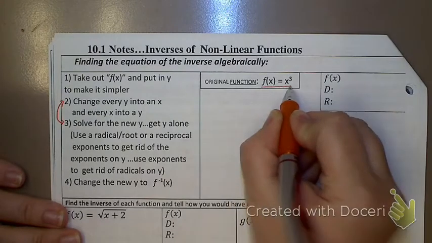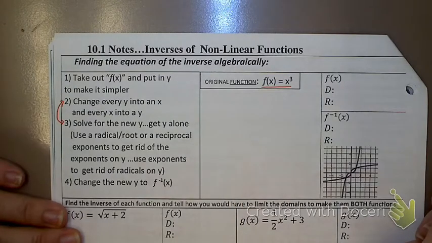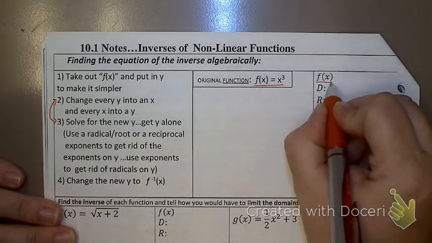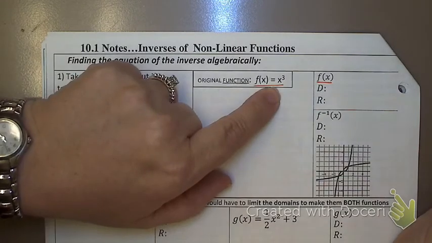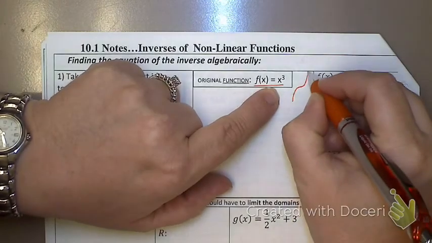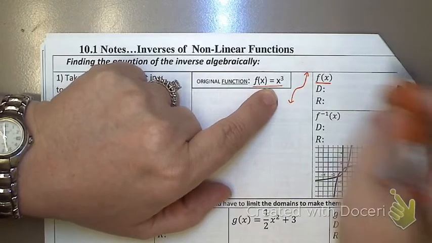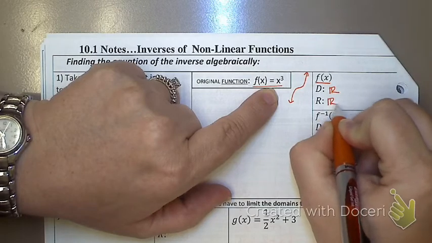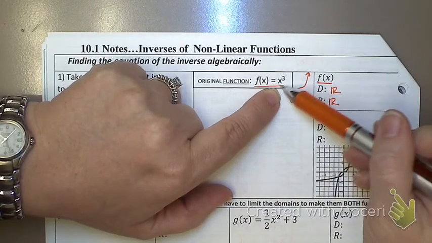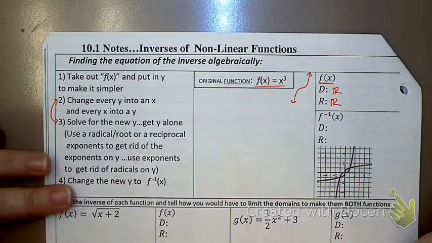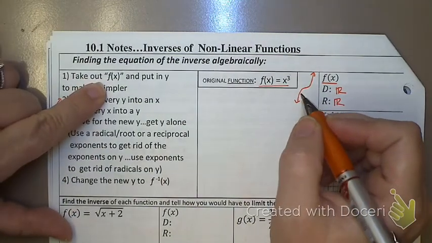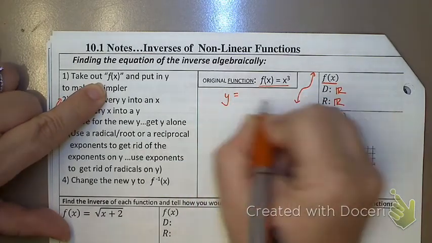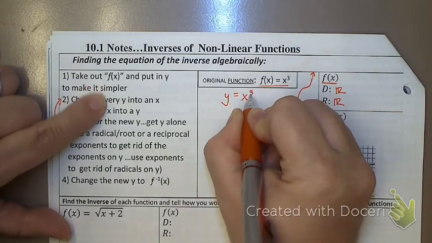So let's see. In our first example, our original function is f of x equals x to the third. So for f of x, we know that x to the third is our basic parent function, the cubic graph that looks like that. Our domain for that is all real numbers, as is our range, because all cubic functions have domain and range both of all real numbers. So, using our steps to find the inverse, the first thing I do is I take f of x and replace it with y. So that gives me y equals x to the third.